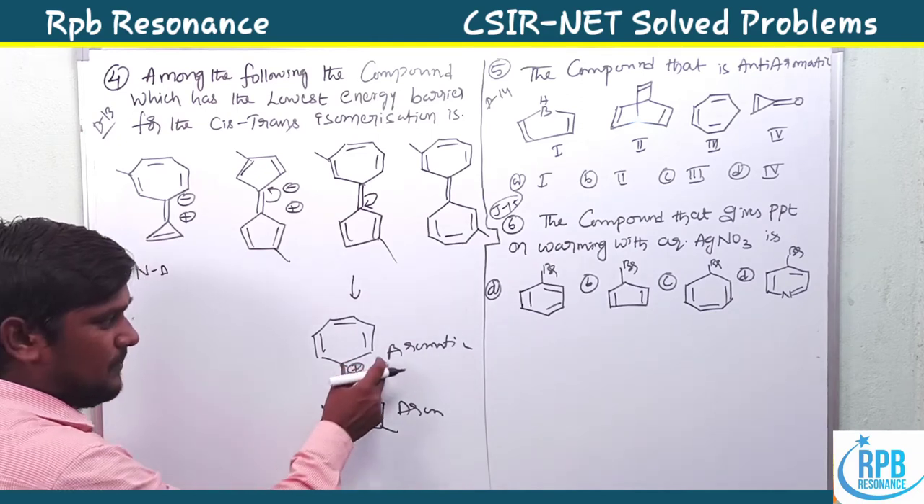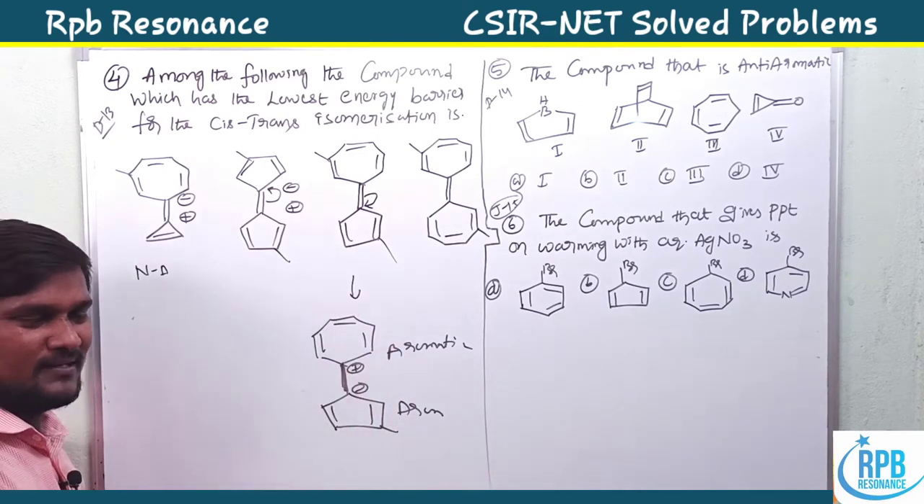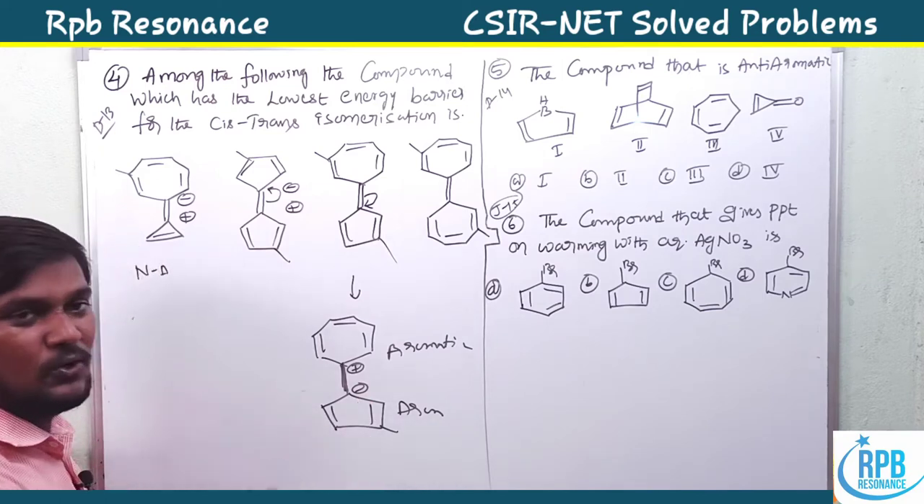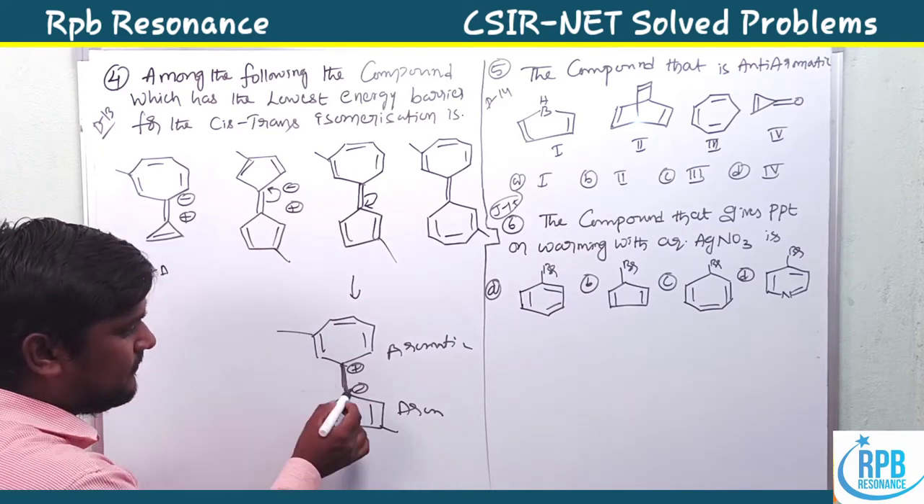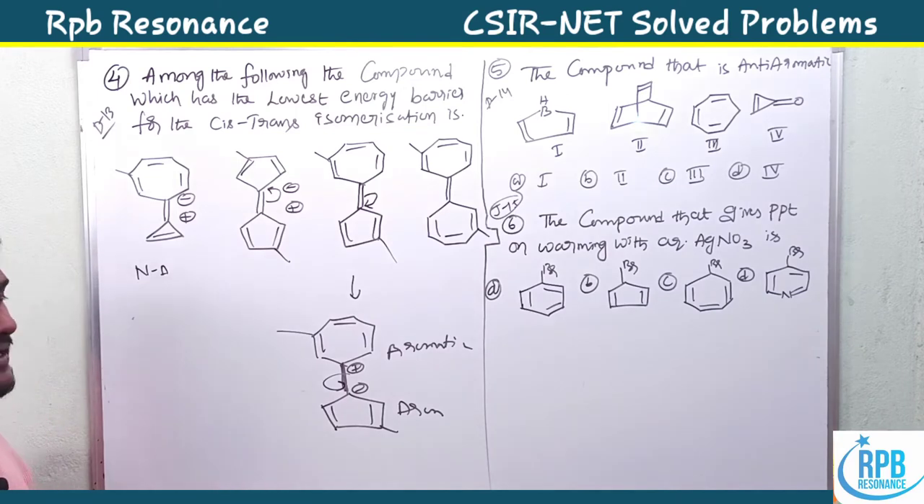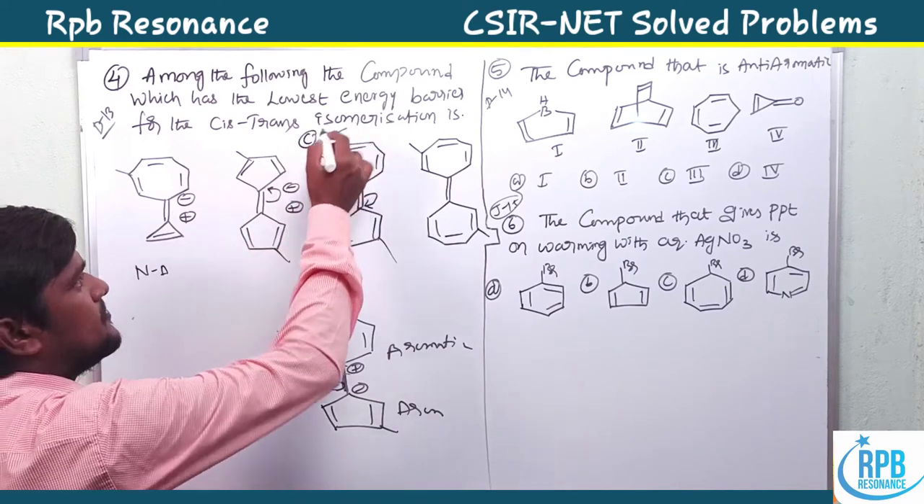So the positive will participate in the above ring aromaticity. The negative participates in the below ring aromaticity. Then it easily rotates about the C-C bond. So that's why here it requires the lowest energy barrier for the cis-trans isomerization. So option C is correct. Option C is correct.